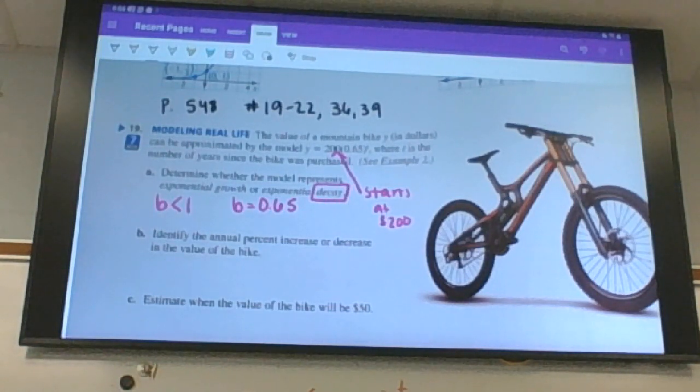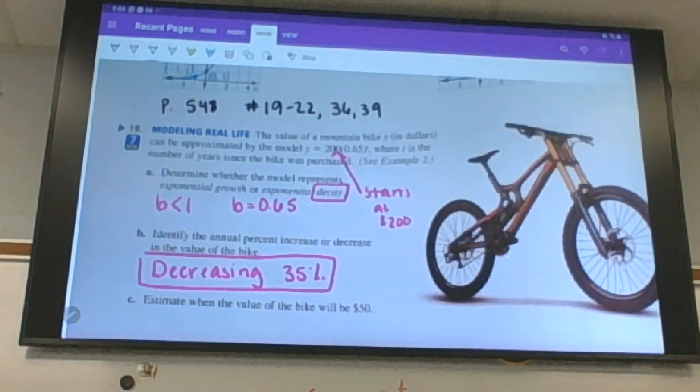How much is the bike going down each year? 35%. Wait, how do you figure that out? You have to do 100 minus the number, like 65. Oh, that's it? Oh, thank you, Alexis. You're welcome, buddy. Look, I learned something new. You really did.